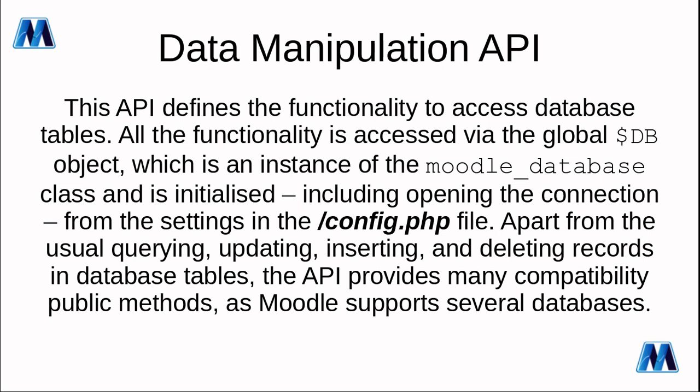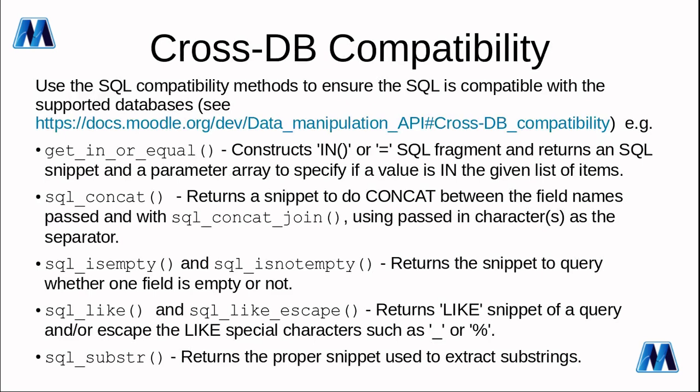So apart from the usual querying, updating, etc. of records in database tables, the API provides a number of compatibility public methods. Now these are methods that allow the SQL to be created in the right format for the several types of database engines that Moodle supports. So for example, here are some example methods, and there's a link here in this page where you can click on and actually go and have a look at all the functions that are defined.